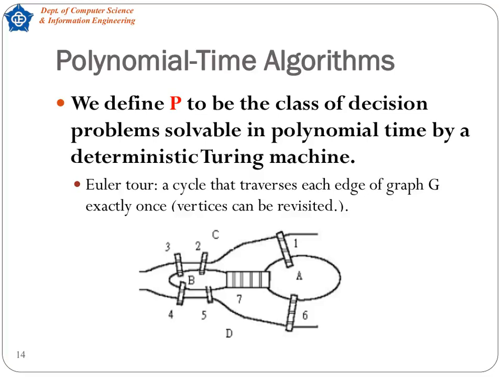A classic example in P is the Euler-Tour problem. Given a graph, decide whether there's a cycle that traverses each edge exactly once. You're allowed to revisit vertices. In the graph shown, with vertices A, B, C, D, and 7 numbered edges, you can indeed start at one vertex, follow a route that covers every edge exactly once, and return to your starting point. This concrete example shows how the Euler-Tour problem admits a polynomial time solution.